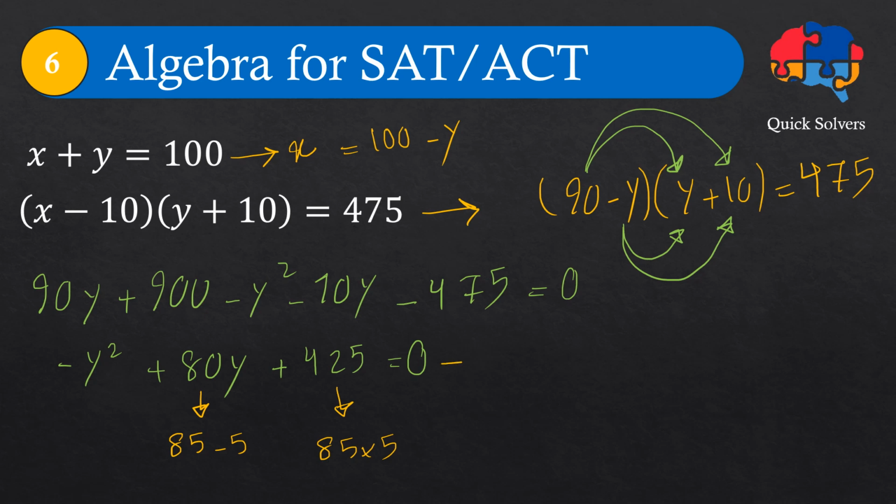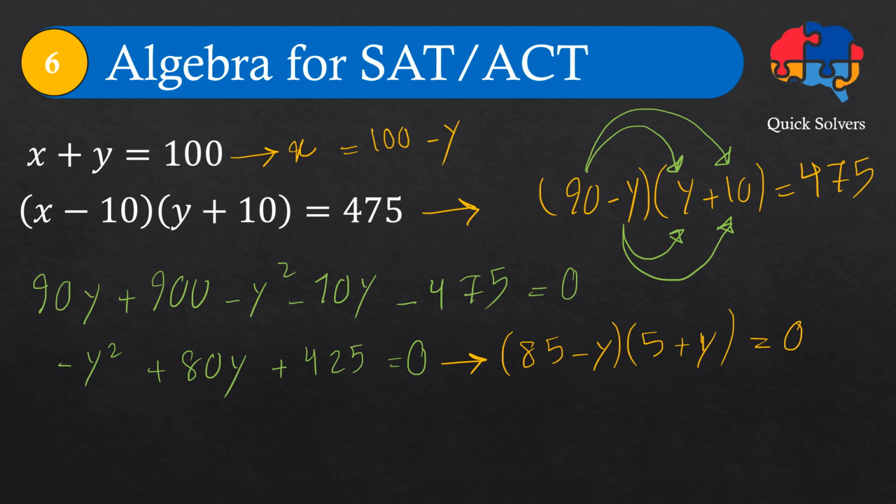And this is telling me that I can rewrite this as (85 minus y) times (5 plus y). I can rewrite this expression in this format, and this equals 0. That means either the first part or the second part is 0. If the first term is 0, we can conclude that y equals 85. And if the second term is 0, then y equals minus 5.